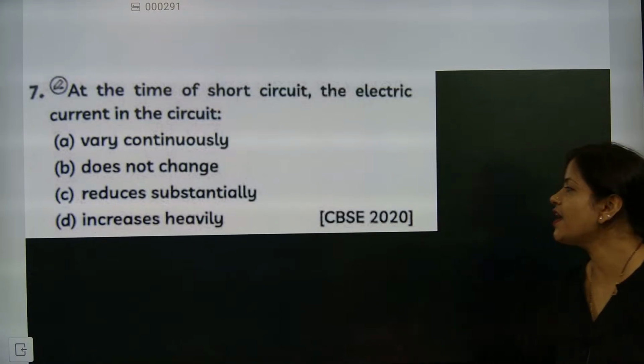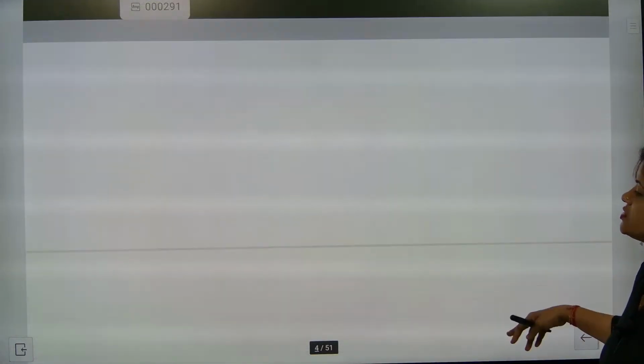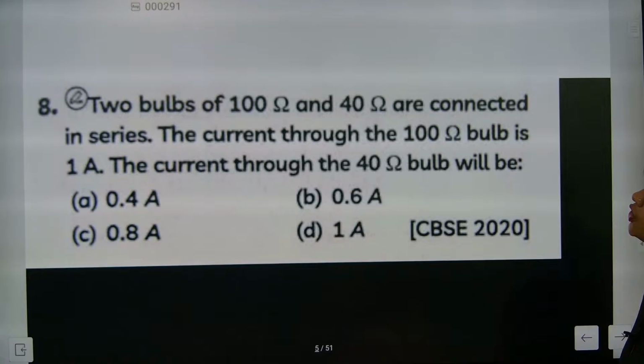Current increases heavily because of that short circuit is coming. Now, fluctuations are also a reason for short circuit. Two bulbs of 100 ohm and 40 ohm are connected in series. Current through the 100 ohm bulb is 1 ampere. The current through the 40 ohm bulb will be?